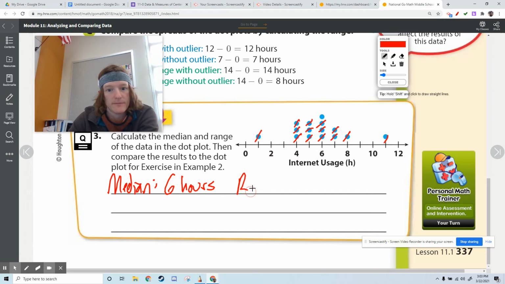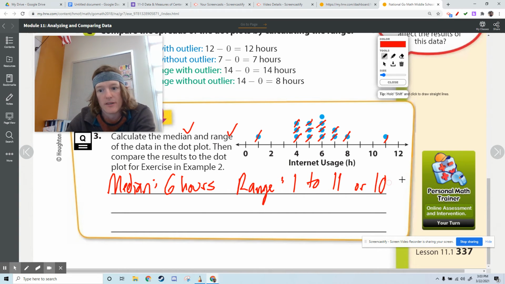We need the range. So we did the median. Now we need the range. It's 11. So range is 1 to 11, or 10 hours. There's 10 hours from our smallest one to our biggest one.